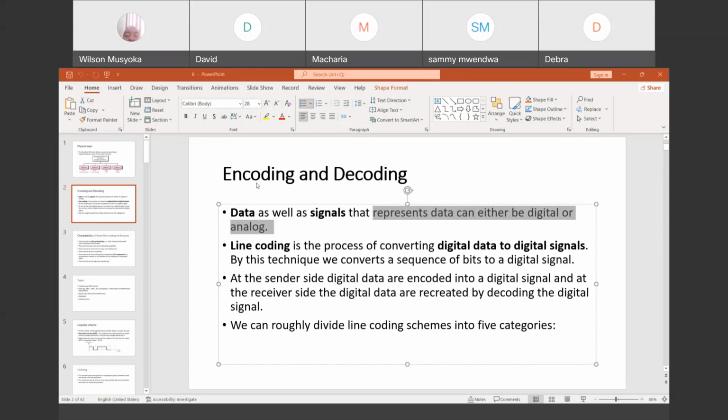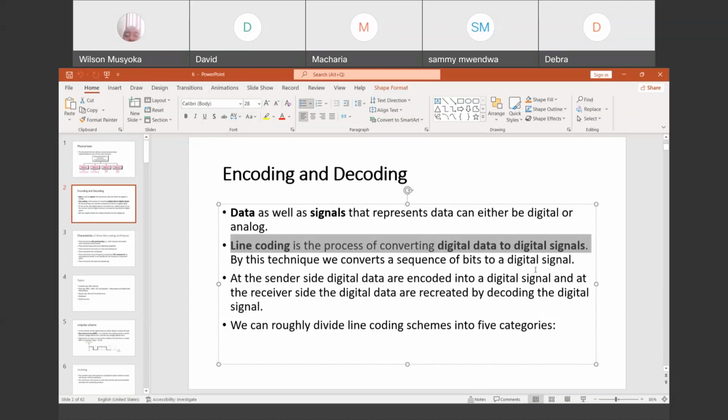Hope that is clear. Then we go to line coding. Now, line coding is the process of converting digital to digital signals. Because like we have said, if it is digital data, it is going to be converted into some electric current, which is also digital in a way. Because when the current is flowing, there is going to be a 1. When there is no current, it is going to be a 0. And we will see this in a short while. And that becomes line coding.